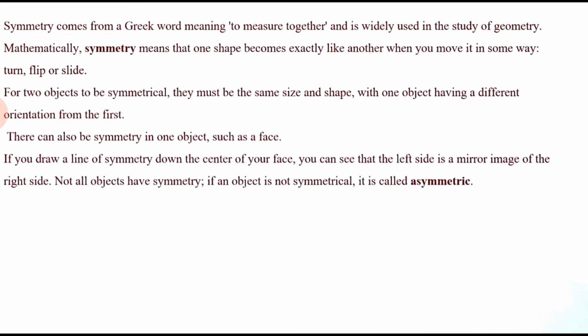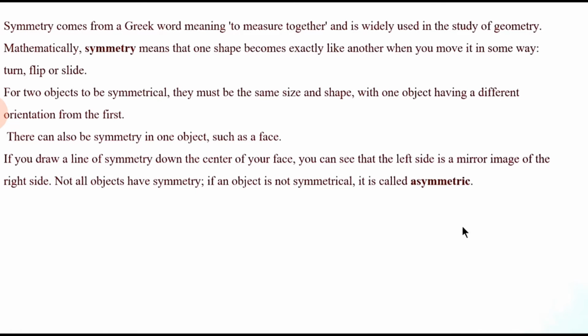Mathematically, symmetry means that one shape becomes exactly like another when you move it. How do you move it? If you turn, flip or slide. For two objects to be symmetrical, they must be of the same size and shape. There can also be symmetry in one object such as a face. So, if you draw a line of symmetry around the center of your face, you can see that the left side is a mirror image of the right side.